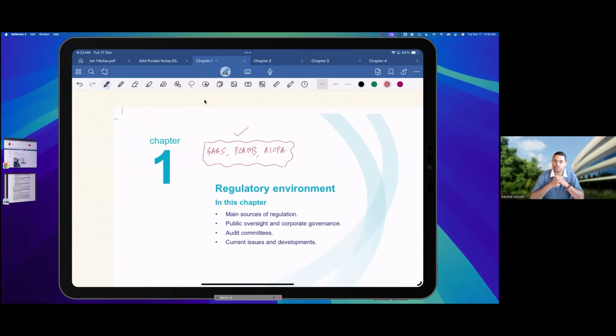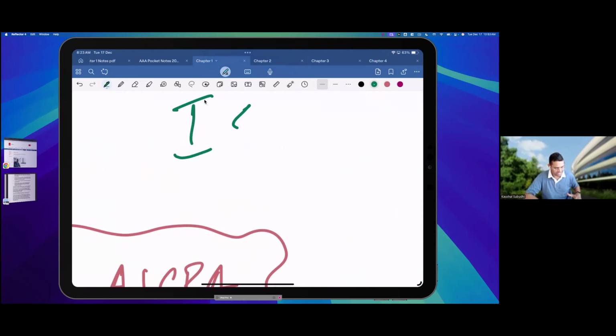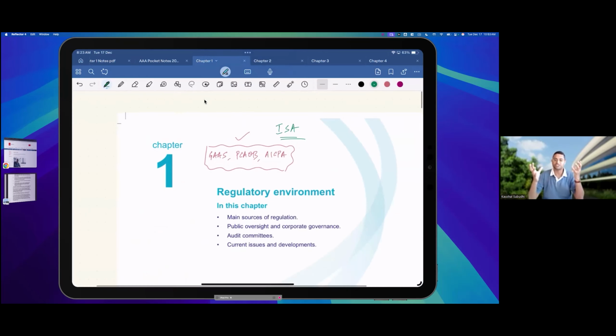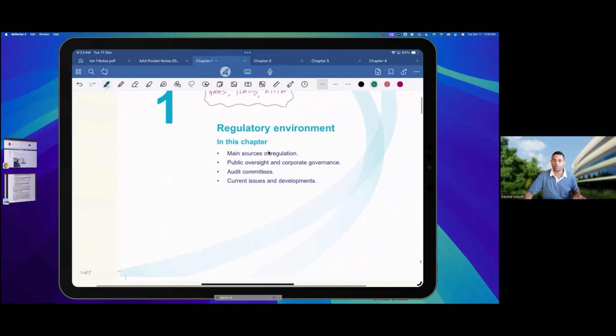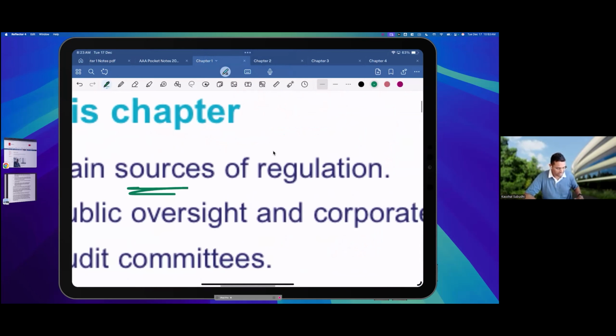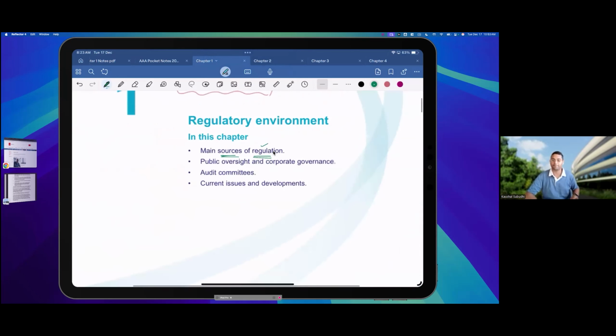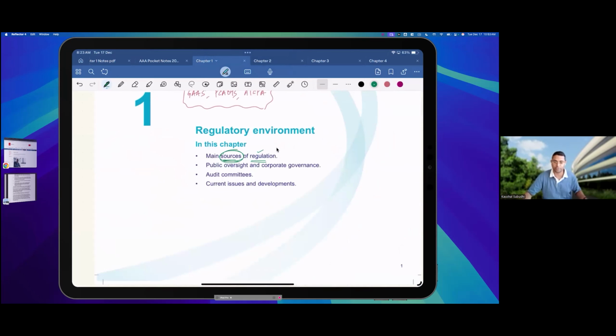But when it comes to your ACCA audit, it's globally recognized. That means they focus on only one thing, which is international standards for audit. That's what you would be seeing a lot over here. Now, in the regulatory environment, we'll be learning what the main sources of regulation are. Where does our regulation come from? Who makes these regulations? That's something which is very important.